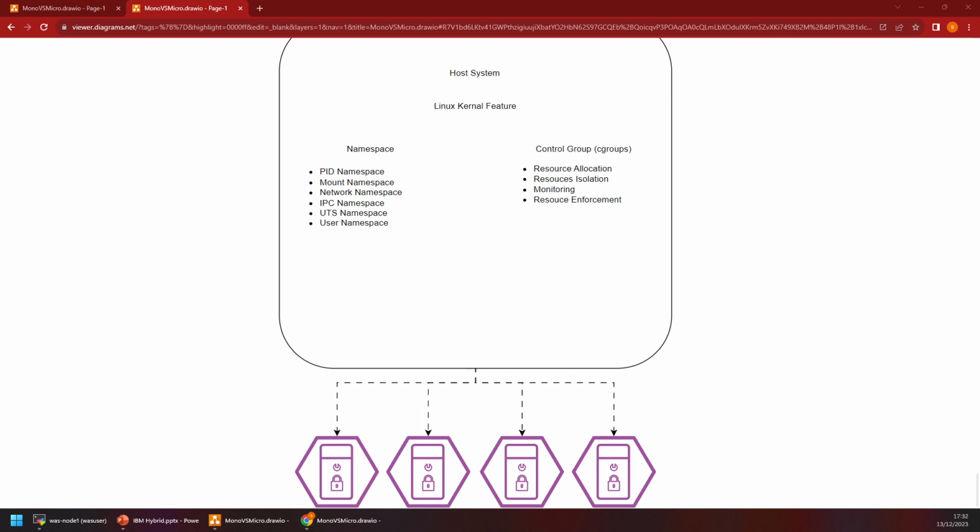Namespace ensures that the processes running on containers are isolated from the processes running on other containers or from its own host system, providing a level of security and isolation.